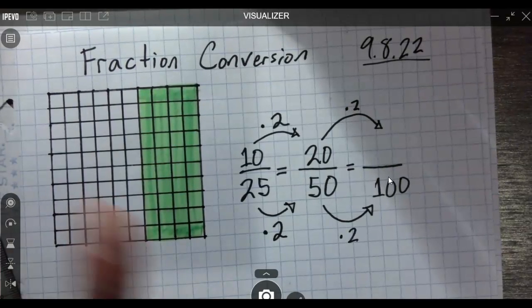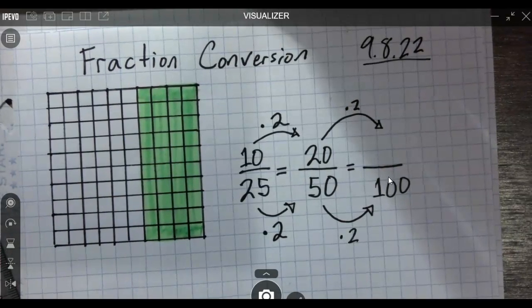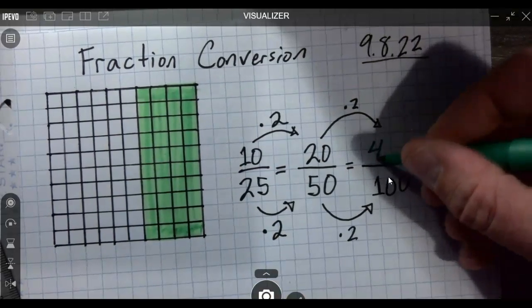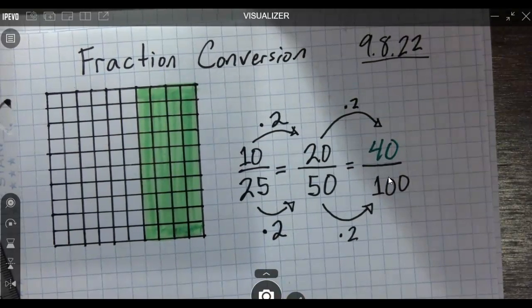I also wanted to give you some time, because I know some of you are drawing lines and everything else. So this now becomes, and I'm going to write it in green to help reinforce this. How many squares are shaded green now? 40 over 100.